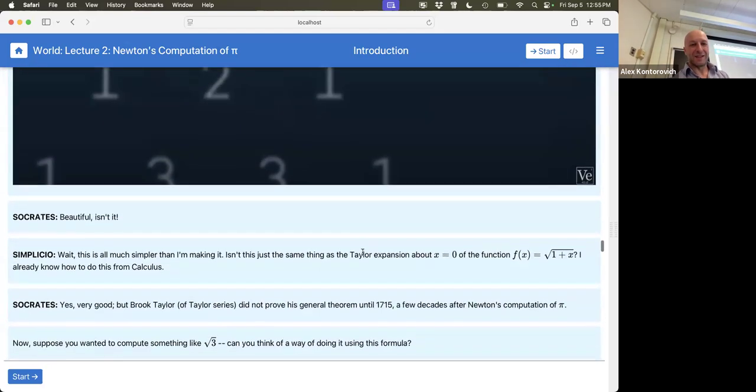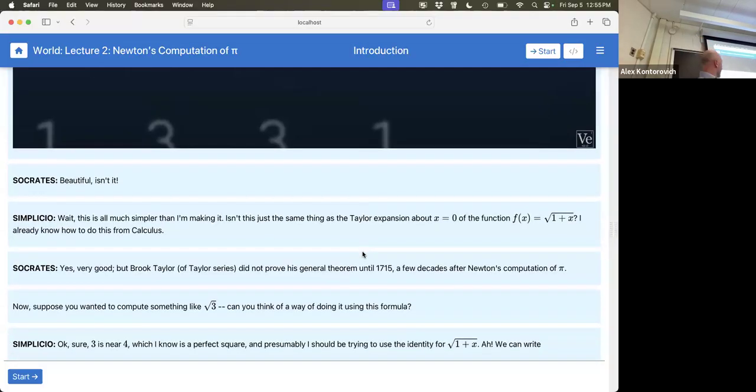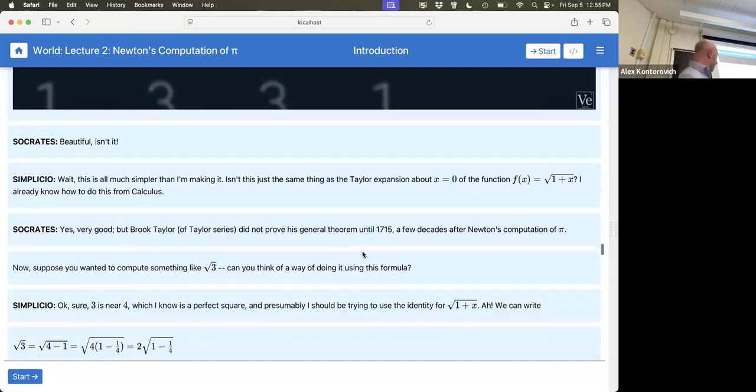So Socrates says, could you compute root 3 from this? And Simplicio says, yeah, 3 is close to 4, and I know the square root of 4. 4 is a perfect square. So I probably want to be using this identity. Here's the idea. You write root 3 as root 4 minus 1. But really, I know root 4, so let me pull out a 4. And 4 minus 1 is the same thing as 4 times 1 minus a quarter. And that 4 I can pull out and make it a 2.